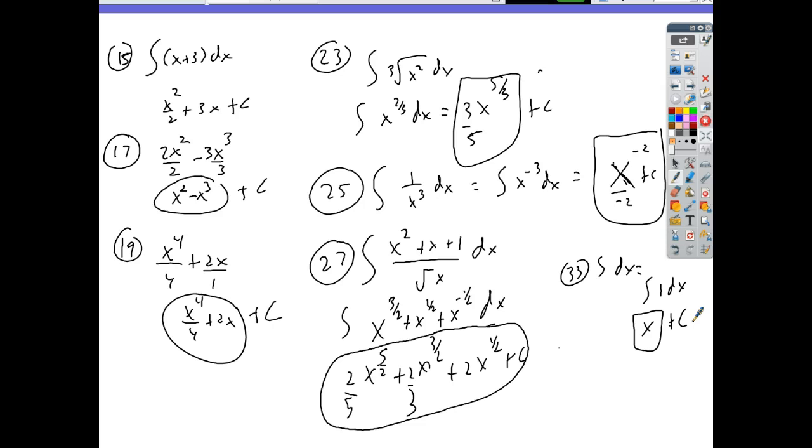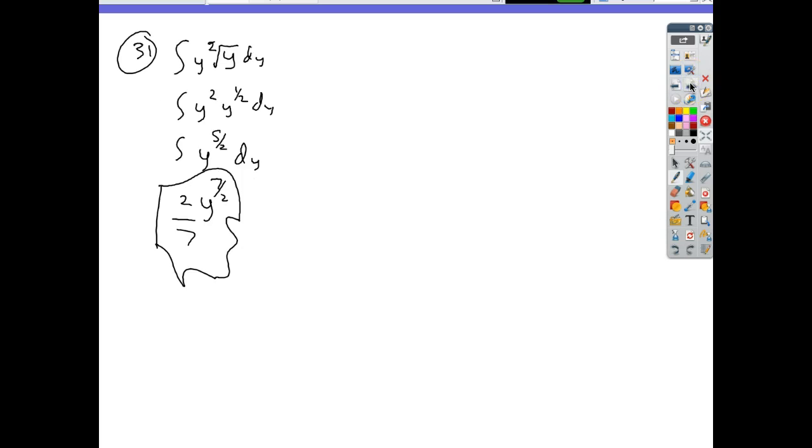Okay. So whenever we do an integral, we tack on a plus C. Got it? Got it. All right. So let's look at the back of 6.9.